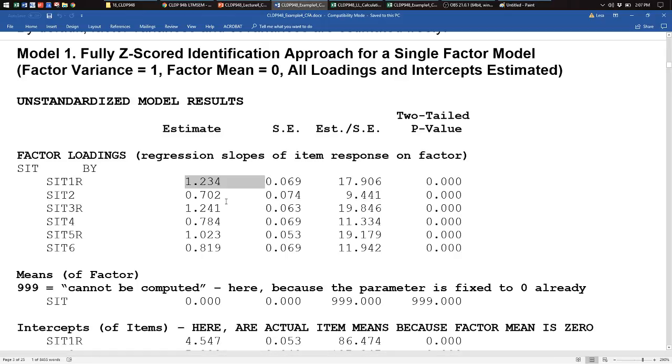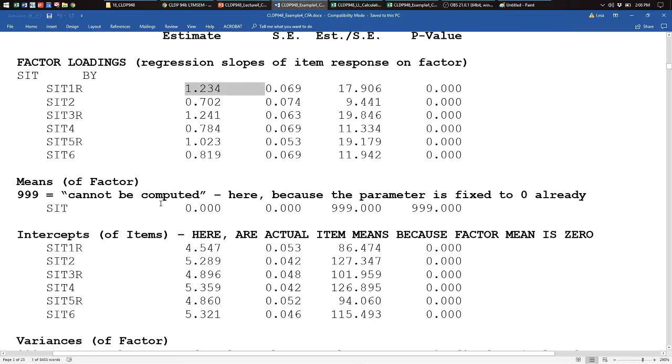That means that for every 1 unit change in the factor, the outcome goes up by 1.2. So a 1 unit change in my factor is a standard deviation. So for every standard deviation higher in my factor, my predicted item response to number 1 goes up by 1.2. The mean of the factor is fixed to 0. That's what the 99s mean here. Then comes the intercepts. So item 1 has an intercept of 4.5.